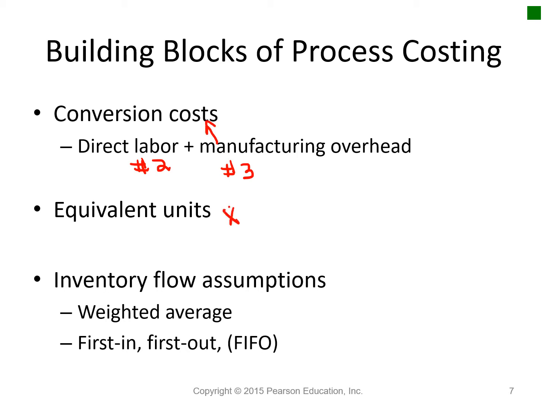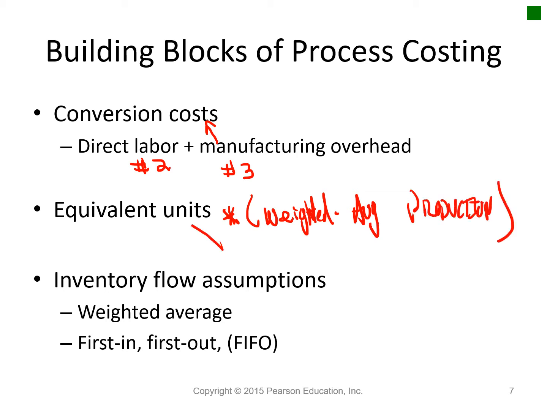We're going to get into this idea of equivalent units, but think of this as basically a weighted average production number that we're going to be using. Write this in there. So whatever we come up with here is going to be some sort of weighted number that we're going to use to average our cost per unit.